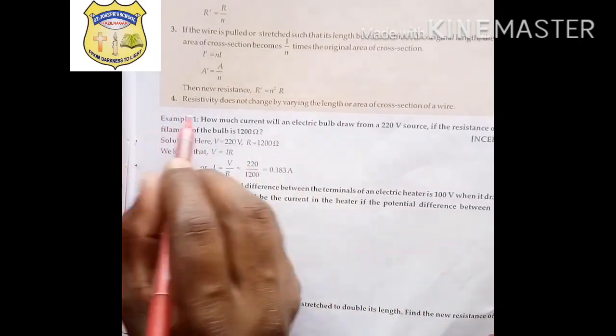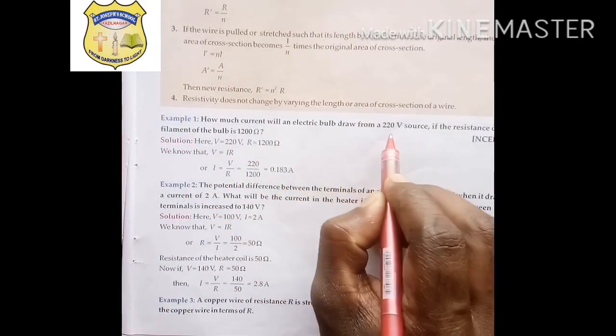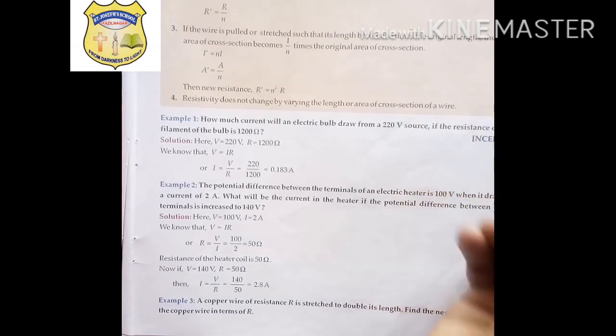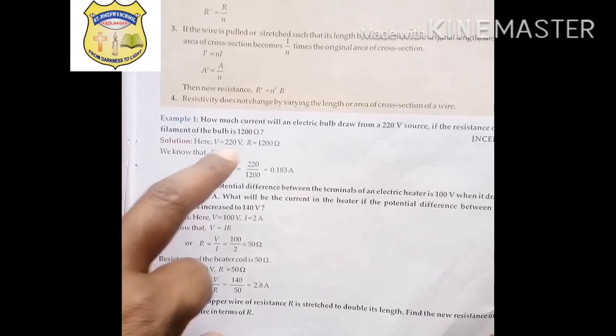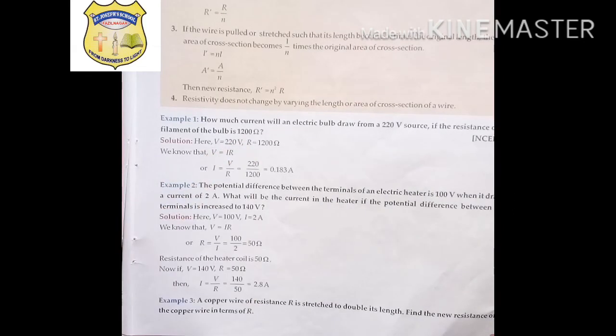How much current will an electric bulb draw from a 220 volt source if the resistance of the filament of the bulb is 1200 ohm? 220 volt source से कितना करंट पास होगा जब इलेक्ट्रिक बल्ब का फिलामेंट का रेजिस्टेंस 1200 ohm है?